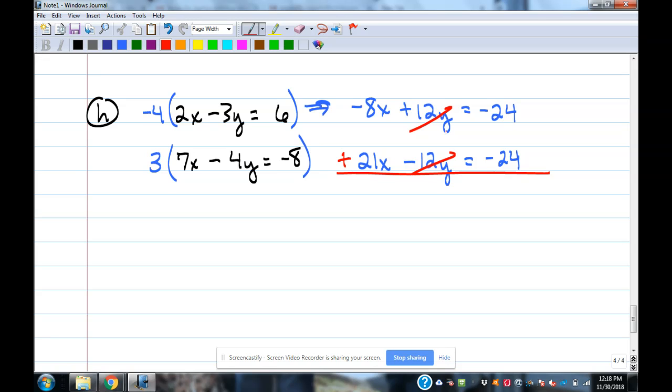Negative 8x plus 21x is 13x, good. Negative 24 plus negative 24 is negative 48. Good job. Well, that doesn't work out perfectly, but it's okay. We can have fractions as answers. It's not a problem, because I'm going to divide by 13 to get my answer. 13 doesn't go into 48 evenly, and there's nothing in common between them. So it's just that fraction, negative 48 over 13.